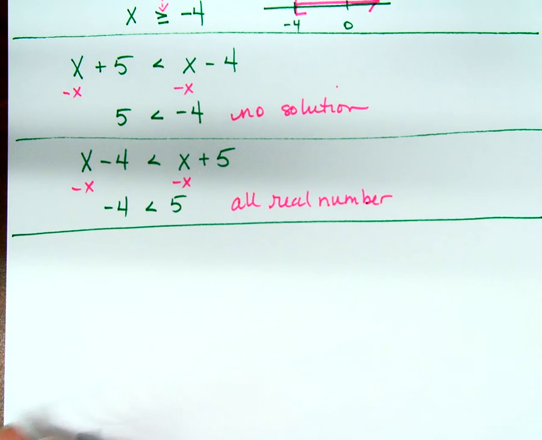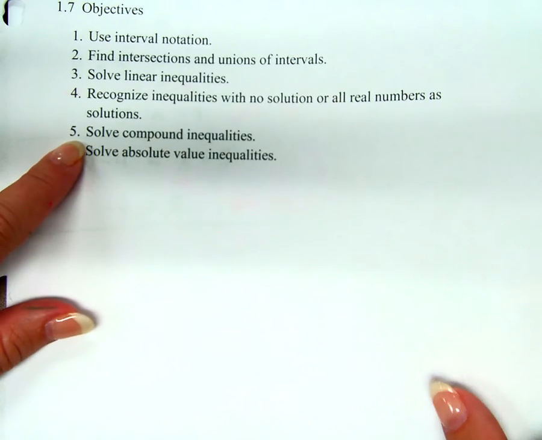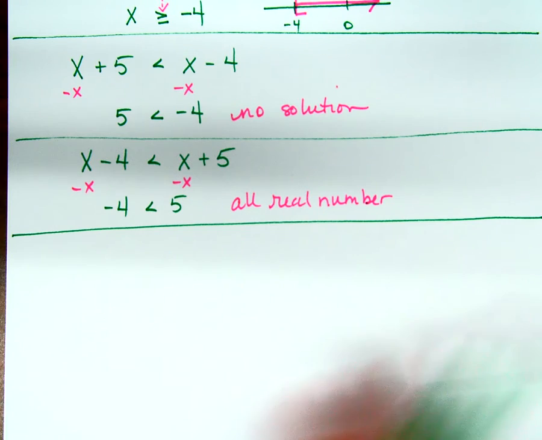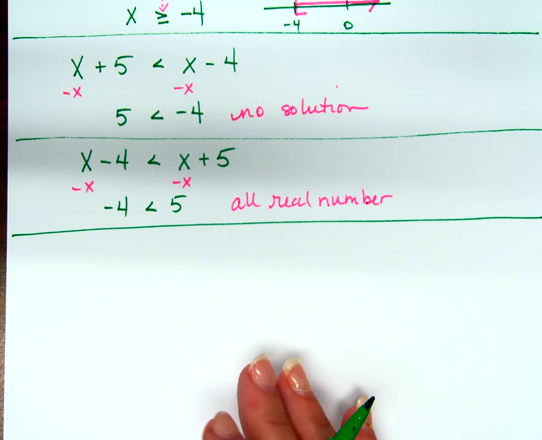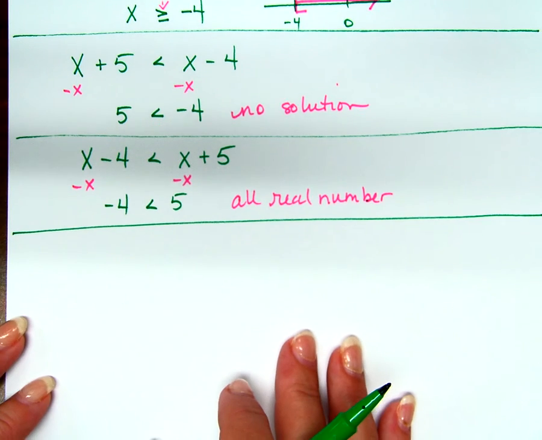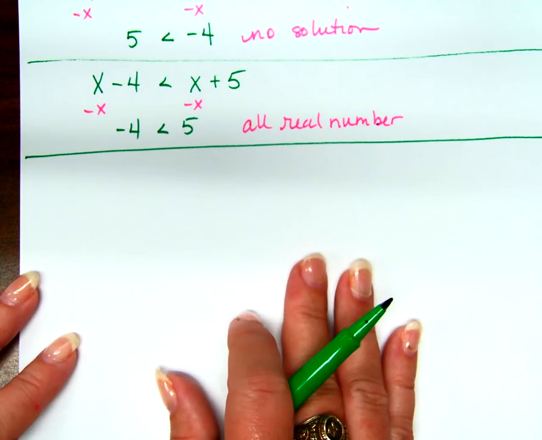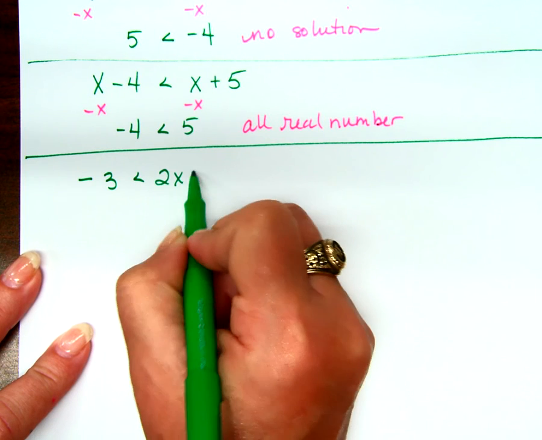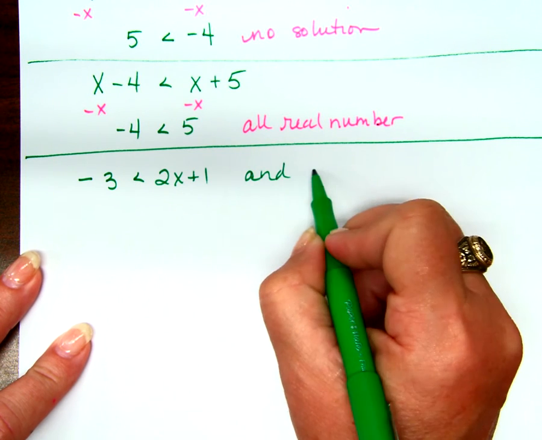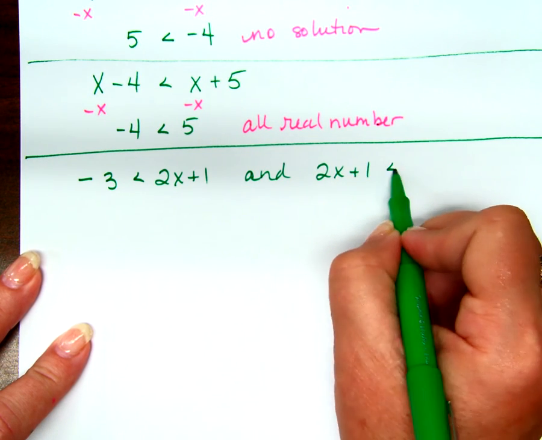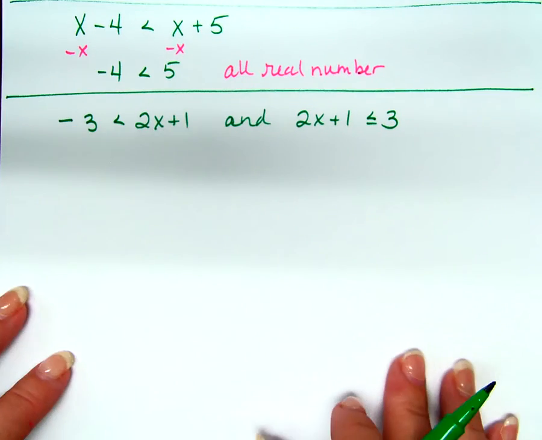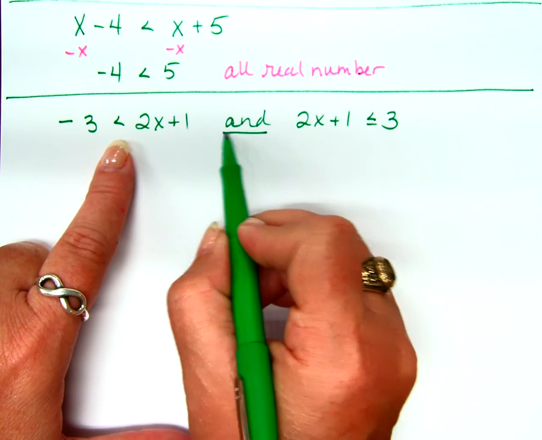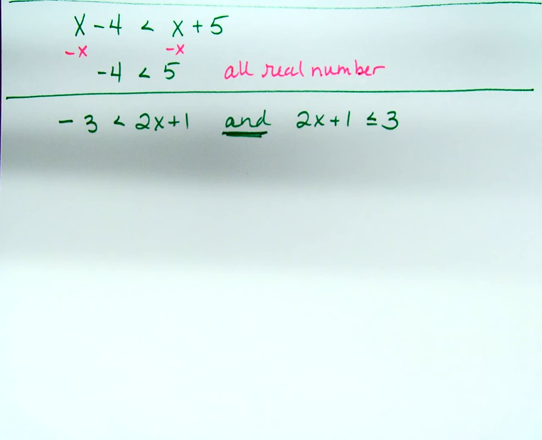Okay? Compound inequalities is something I'm not sure if you've seen before. So I would like to show you some compound inequalities. And they could show up in different ways. So I'd like to show you two different ways they could show up. First of all, they could show up like this. Negative 3 is less than 2x plus 1, and 2x plus 1 is less than or equal to 3. It's a compound inequality because there's actually two inequalities, right? But it's joined together by this word, which means you know it's part of the same problem.